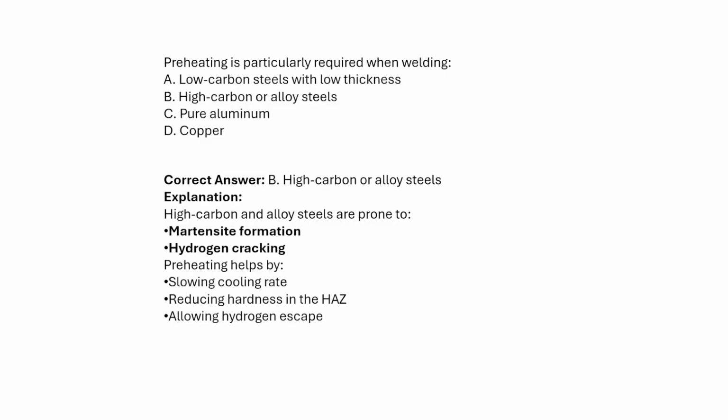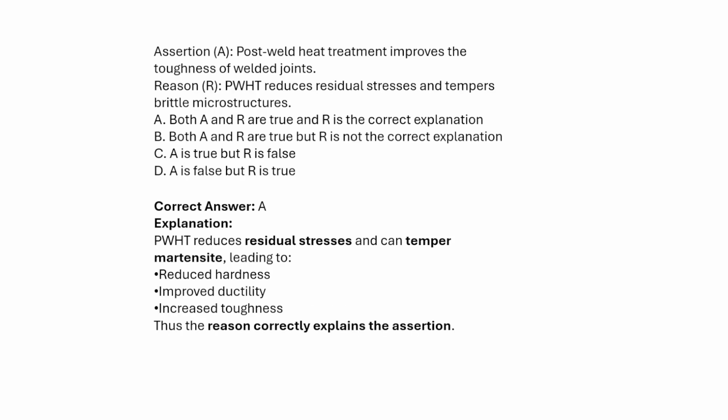Next is: preheating is primarily required when welding low carbon steel with low thickness, high carbon alloy steels, pure aluminum, and copper. Preheat treatment is required because high carbon steel is highly prone to formation of the martensitic phase, so we want to reduce the cooling rate. High carbon alloy steels are generally prone to formation of the martensitic phase and hydrogen cracking. So preheat treatment helps slow the cooling rate, reduce the hardness in the HAZ, and allows the hydrogen to escape.